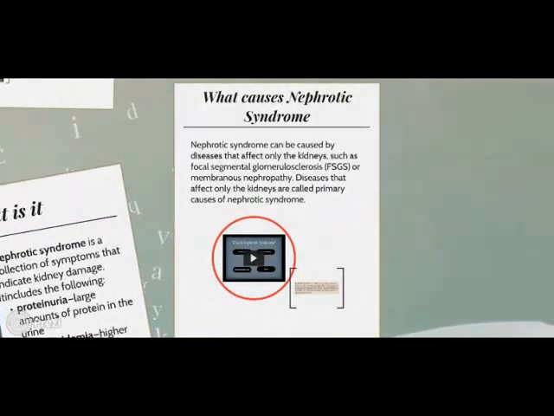What causes nephrotic syndrome? Nephrotic syndrome can be caused by diseases that affect only the kidneys, such as focal segmental glomerulosclerosis or membranous nephropathy. Diseases that affect only the kidneys are called primary causes of nephrotic syndrome.